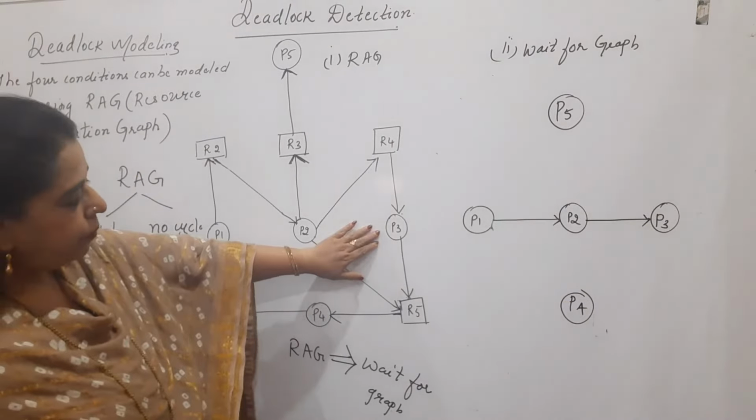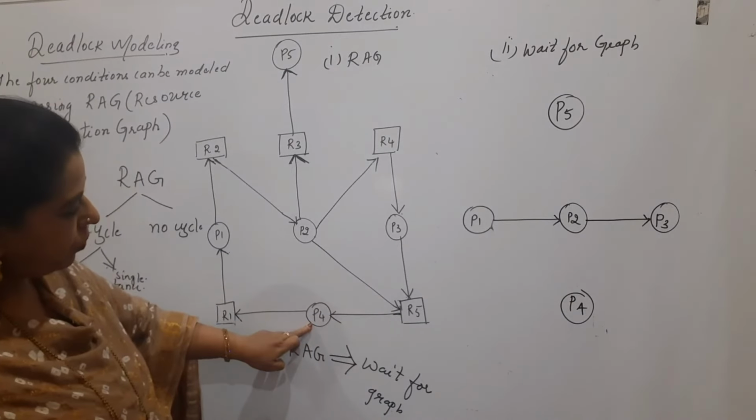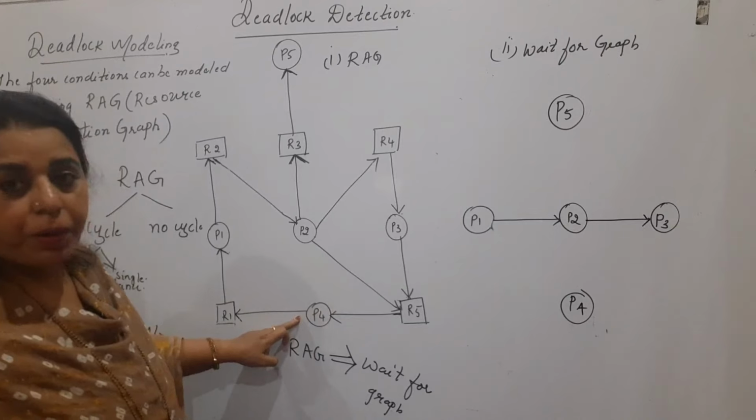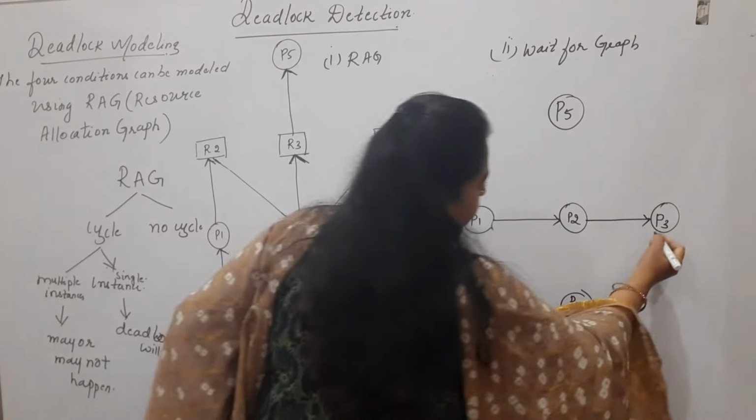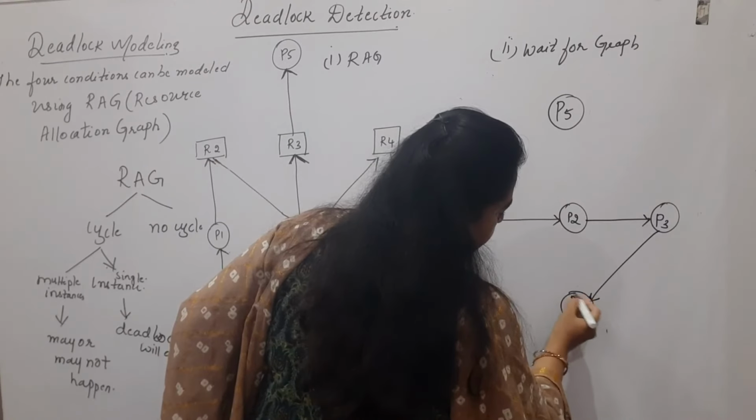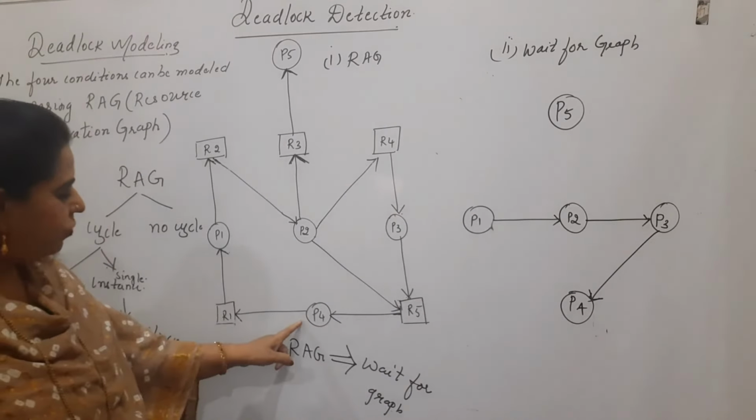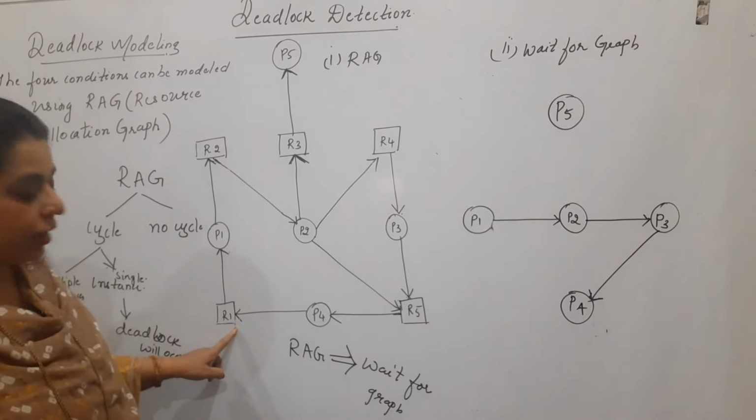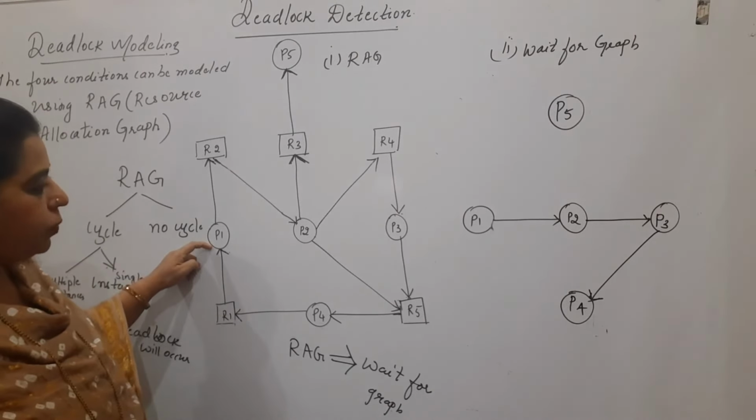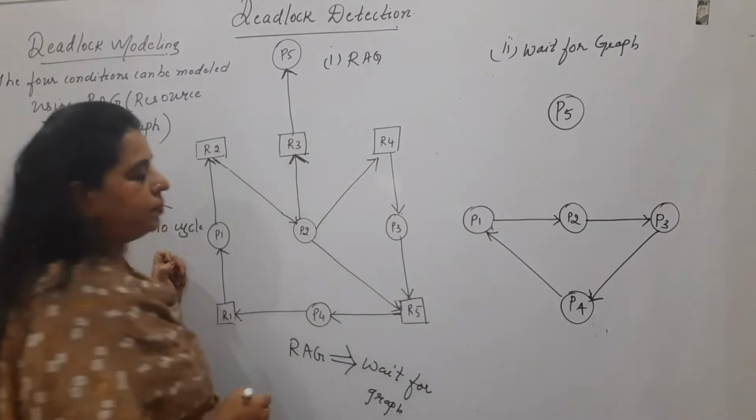What about P3? P3 is requesting R5. R5 is assigned to P4. So P3 is waiting for P4 to complete its job. Fine. Then what about P4? P4 is requesting which resource? R1. R1 is assigned to P1. So P4 is waiting for P1.